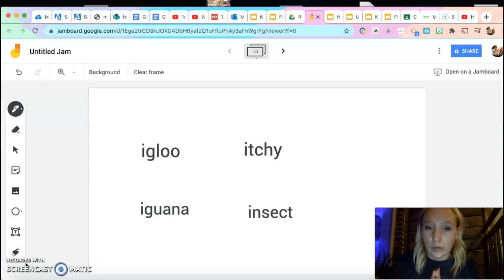Now I'm going to show you my words, and let's figure out what letter is the same in our words. I have the word igloo, I-G-L-O-O, itchy, I-T-C-H-Y, iguana, I-G-U-A-N-A, insect, I-N-S-E-C-T. Now, which letter is the same in my four words? The letter I. I'm going to underline I in igloo, I in itchy, I in iguana, and I in insect. Very, very good.